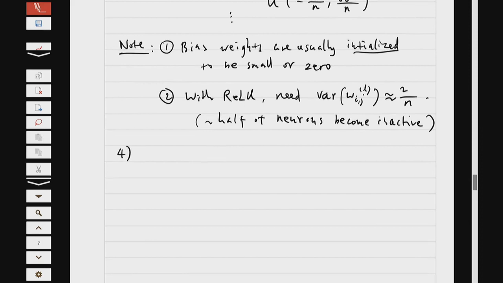The next topic is called dropout. If you have implemented your neural networks in PyTorch or TensorFlow, you have seen this option already. But what is it?